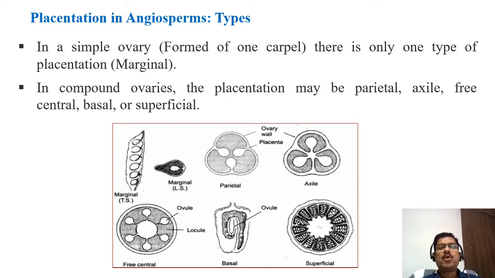In a simple ovary formed from one carpel, there is only one type of placentation. Whereas in compound ovaries, the placentation may be parietal, axile, free central, basal, or superficial.